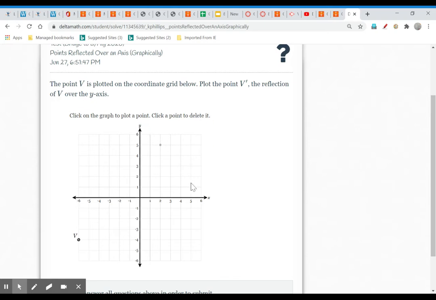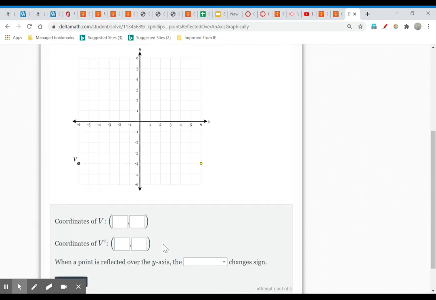So nice thing, the x and y-axis are labeled. So if you reflect over the y-axis, you're reflecting over this line. So instead of V being over here, the image of V, or V prime, will be over here, same distance. Okay, and then down below, it says, what are the coordinates of V? Well, the original V was at -6, -4, and the coordinates of V prime, or the image of V, is 6, -4.